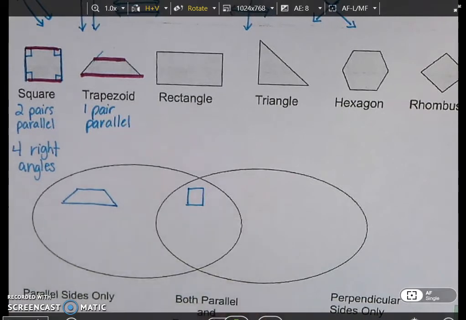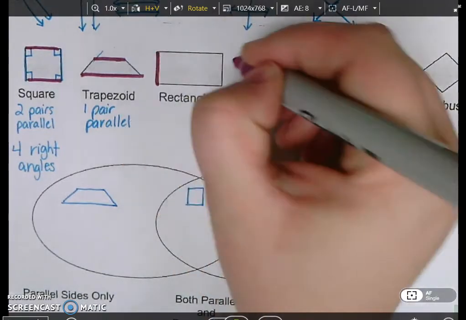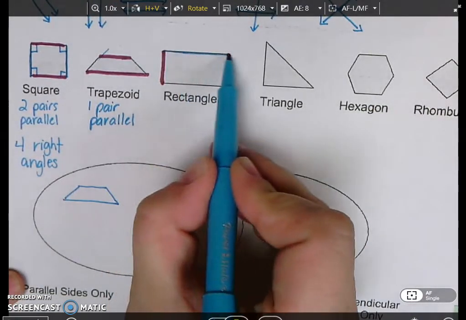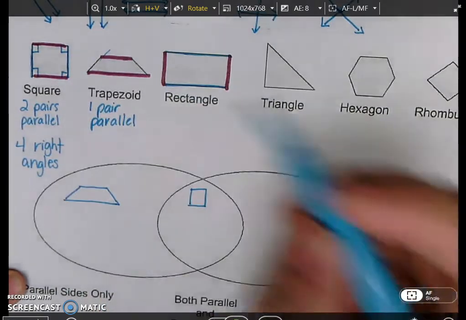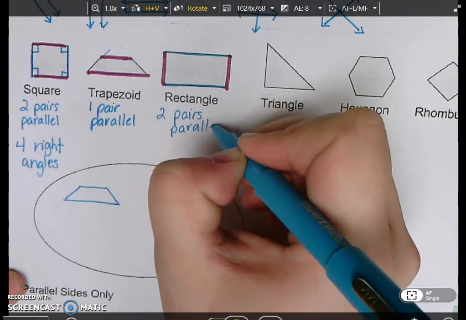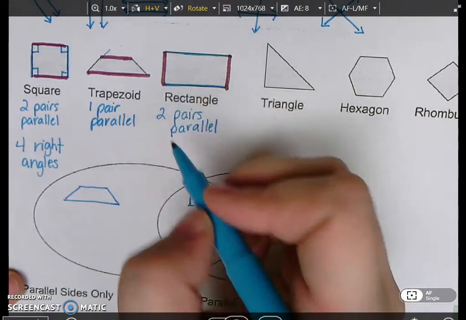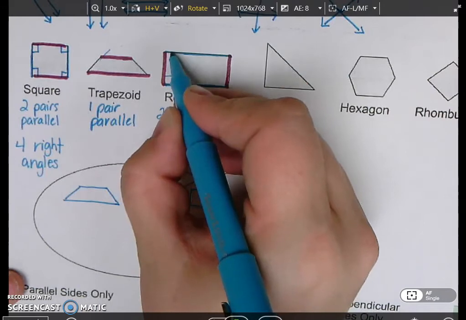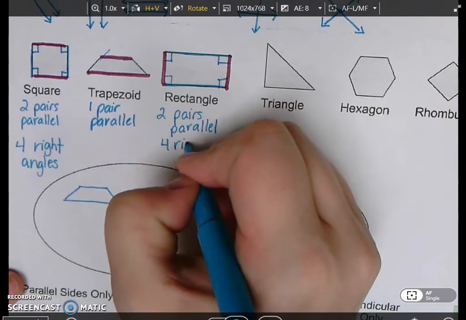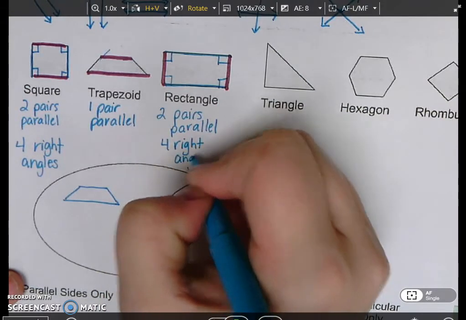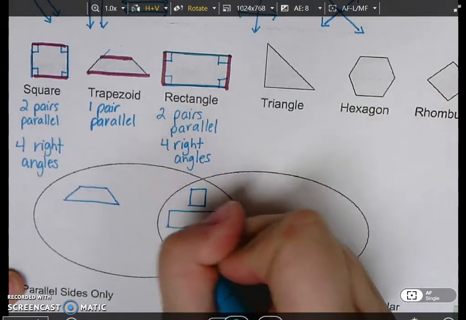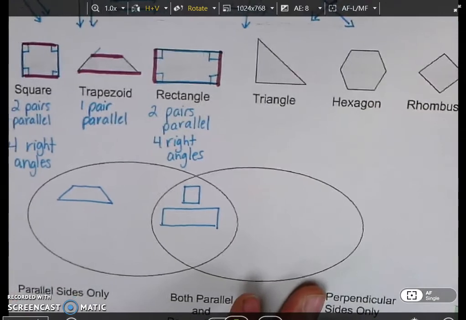Then I've got a rectangle. I know that these are parallel. They're traveling in that same direction. And I also know that the top and bottom are parallel to each other because they're traveling in the same direction. So this one has 2 pairs of parallel sides. And if I look at my right angles, it's going to be similar to the square. Each of these is a right angle. So I have 4 right angles, which means that they are perpendicular. So this one is both parallel and perpendicular. So I'm going to draw that rectangle in the middle.